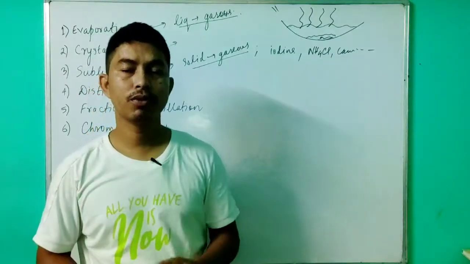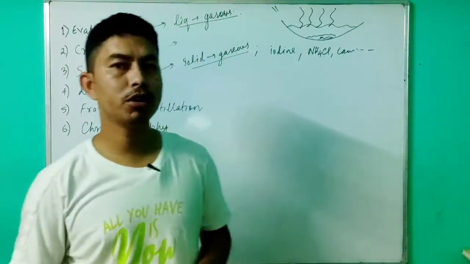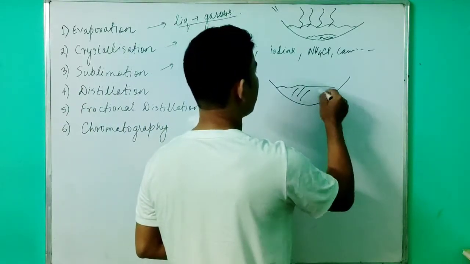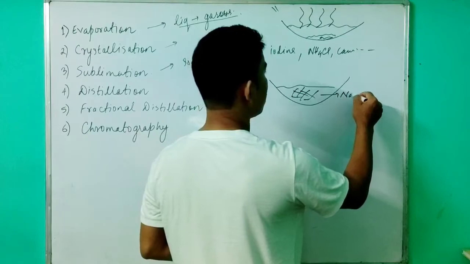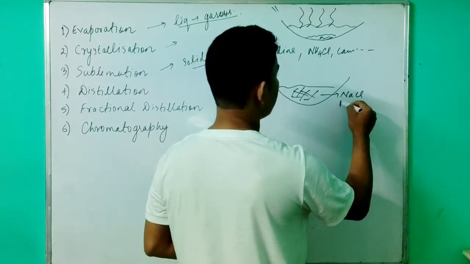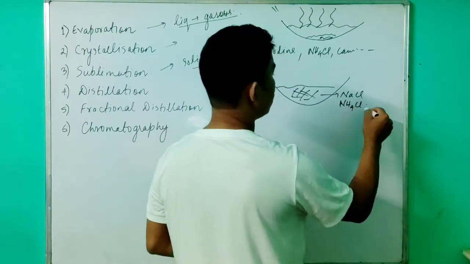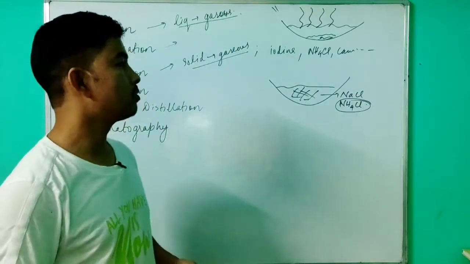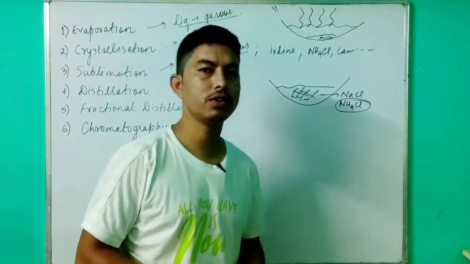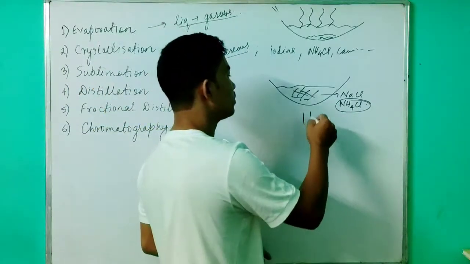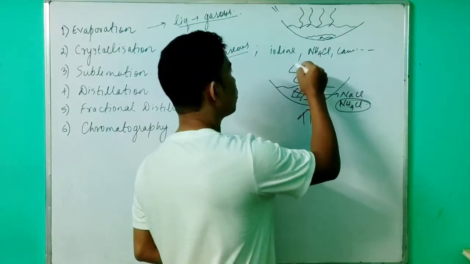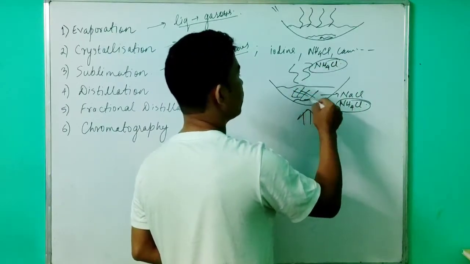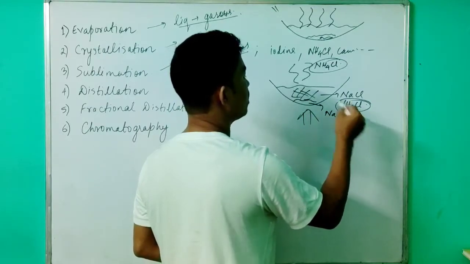For example, if you are given a mixture of salt and ammonium chloride, what do you do? Taking it in a beaker, we take a mixture of sodium chloride, NaCl, and ammonium chloride, NH4Cl. We know that solid ammonium chloride, when heated, instead of changing into a liquid, directly changes into the gaseous state. So when we start heating, the ammonium chloride vaporizes, and only the sodium chloride is left behind.